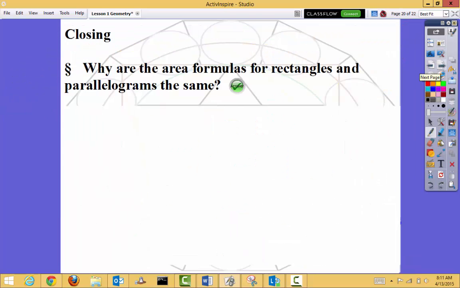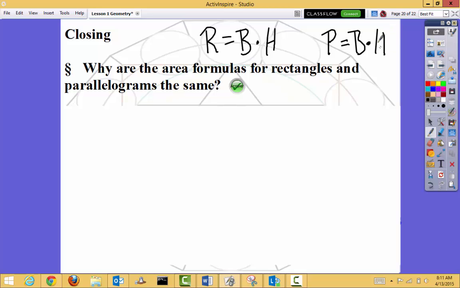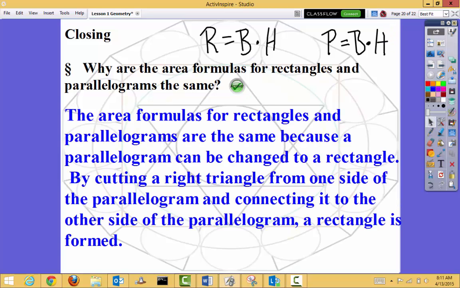Alright, closing. Why are the area formulas for rectangles and parallelograms the same? A rectangle is this formula, and a parallelogram is this formula. Why are they the same? The area formulas for rectangles and parallelograms are the same because a parallelogram can be changed into a rectangle. If I cut a right triangle from one side of the parallelogram and connect it to the other side, I make a rectangle. So that's why they're the same formula, because a parallelogram can become a rectangle.